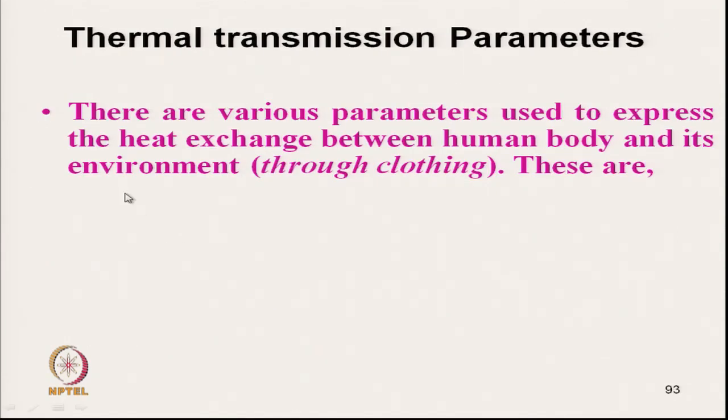There are various parameters used to express the heat exchange between human body and its environment through clothing. These parameters are MET, CLO, TOG. We must understand all these parameters very clearly, then we can use these units for different applications. First we will discuss the MET.